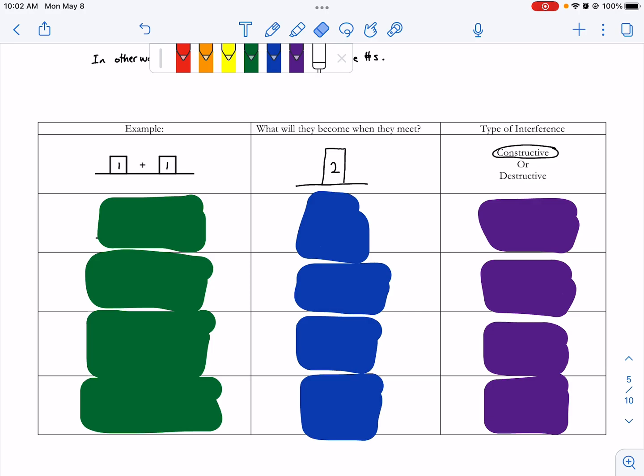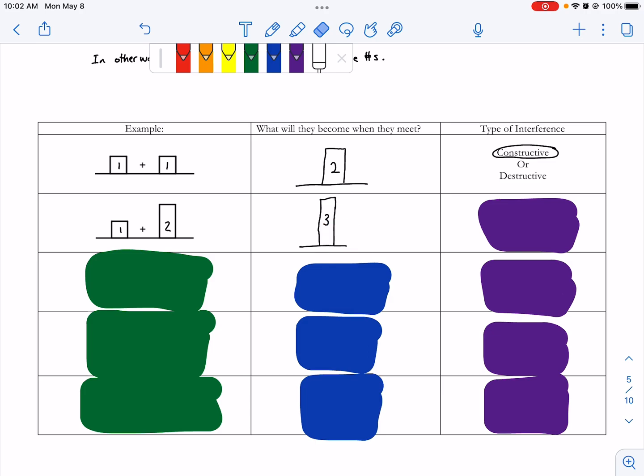So let's look at another example. So now we have a 1 plus a 2. And what is that wave going to look like when they meet? Well, that's going to be, I got an extra little blob there. We've got a 3 there. That wave is definitely bigger than the original 2 waves that we have. What is that kind of interference? If you said constructive, you are right again.